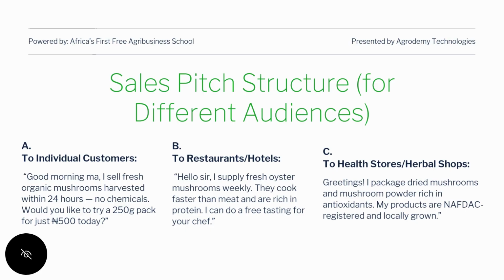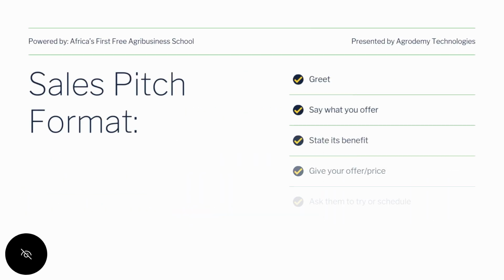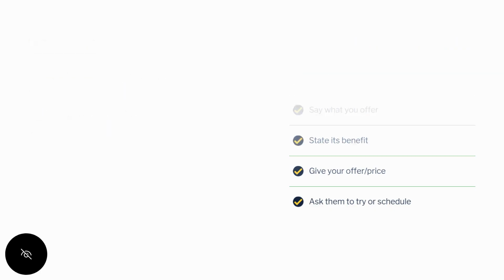And if you go into health stores or herbal shops, you just do greetings. I package dried mushrooms and mushroom powder rich in antioxidants. My products are NAFDAC registered and locally grown. Once you state your sales pitch like that, you have let them know that my product has good benefits, but it is actually safe for you to also sell it because I have all of the certifications and it is locally grown. So expect that you can always get delivery because it is not imported. So that's how you structure your sales pitch across different audience. As a format, I always say greet, state what you offer, state the benefits, give your price, and ask them to try or schedule a purchase with you.